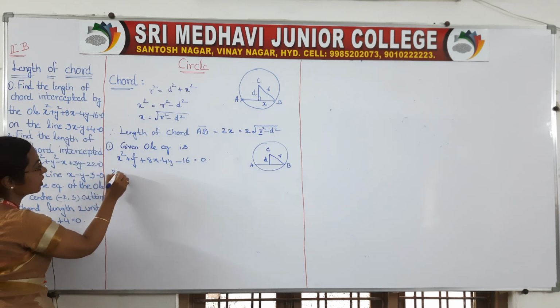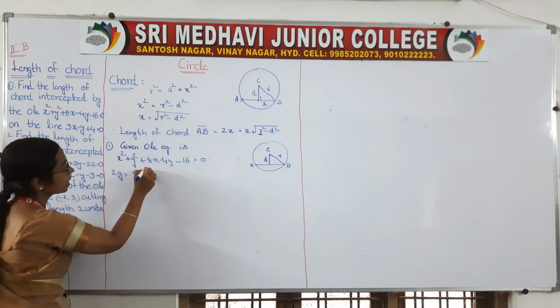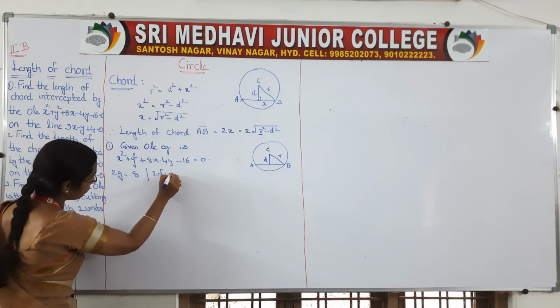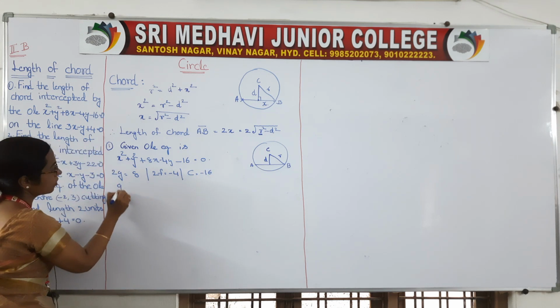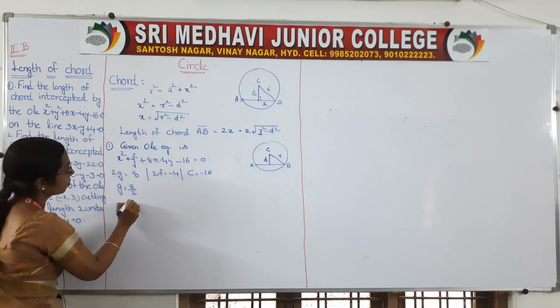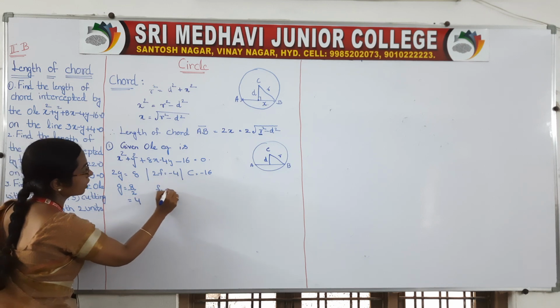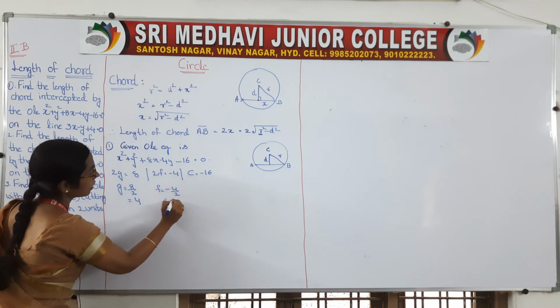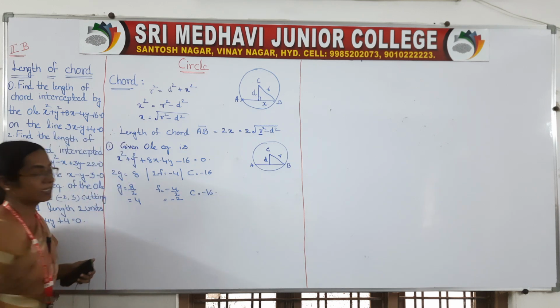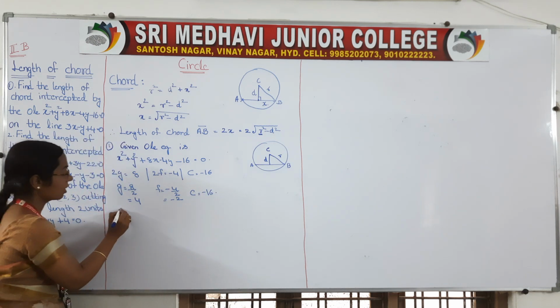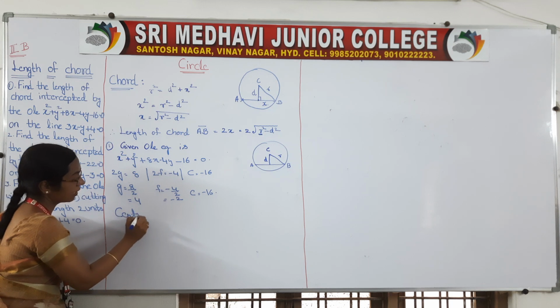Compare this with your general circle equation. 2g is equal to 8, 2f is equal to minus 4, c is equal to minus 16. g is equal to 8 by 2, it is 4. f is equal to minus 4 by 2, which is minus 2. c is equal to minus 16. Once we got g, f, c, we can write our center.